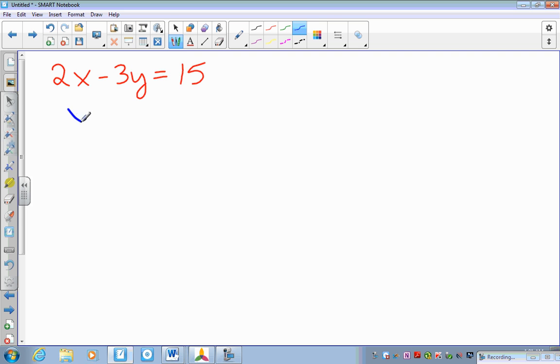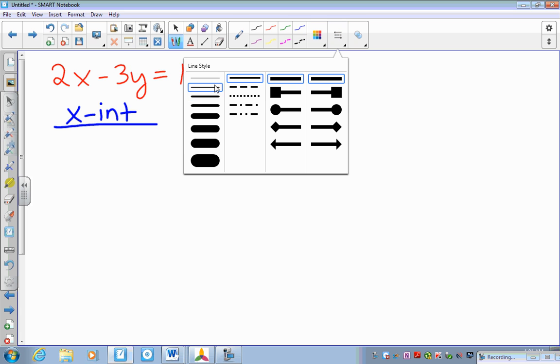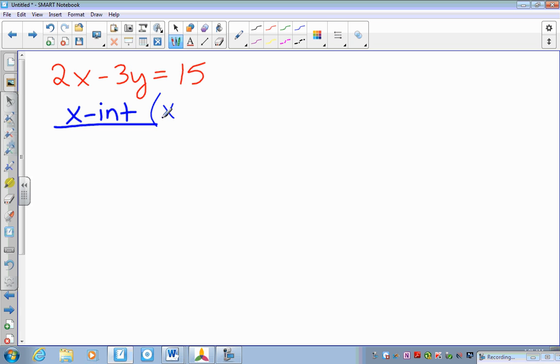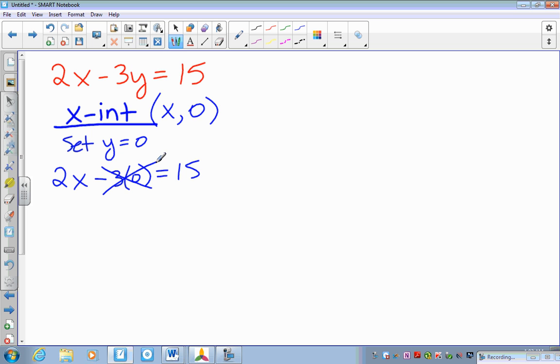So to find the x-intercept, we always know that for the x-intercept, the x is actually a number and y is going to be 0. So we're going to set y equal to 0. And so we get 2x minus 3 times 0 equals 15. Well, 3 times 0 is 0, so that term just entirely disappears. So we get 2x equals 15. Divide both sides by 2, and x is 15/2, which is the same thing as 7 1/2, or if you really want, you can write it as a decimal, 7.5.